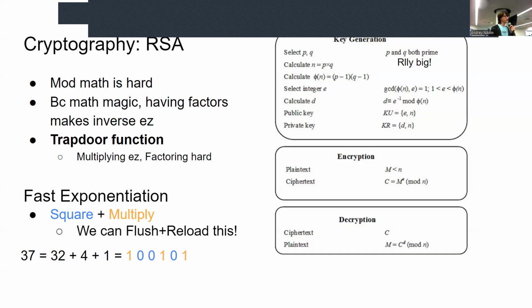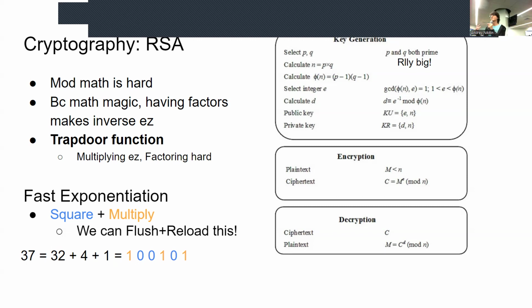To make it more efficient, let's look right here. The encryption step and the decryption step. You see how we raise a number to a power? That's basically the bulk of what takes time. We're raising a number to a really big power, and we have to calculate that. To make it more efficient, we can do something called fast exponentiation.